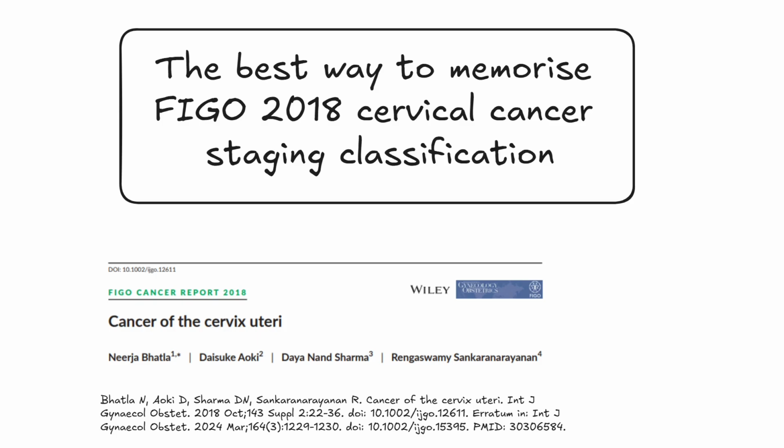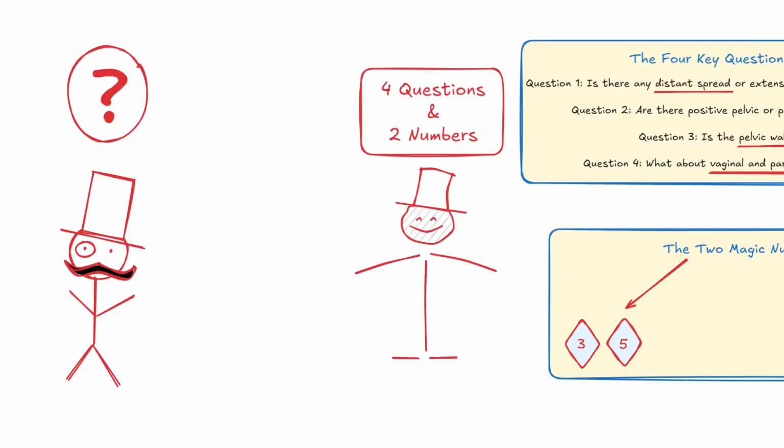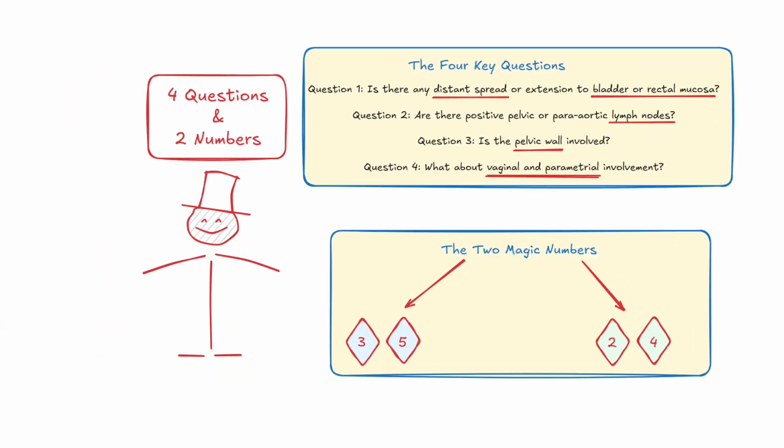Today we'll be discussing how to best memorize FIGO 2018 Cervical Cancer Staging Classification. I know it can be quite daunting and confusing to memorize staging systems for different cancers. However, in this video, I'll share with you a simple way to help you memorize it through answering 4 simple questions and memorizing 2 magic numbers, and hopefully you'll find it much easier by the end of the video.